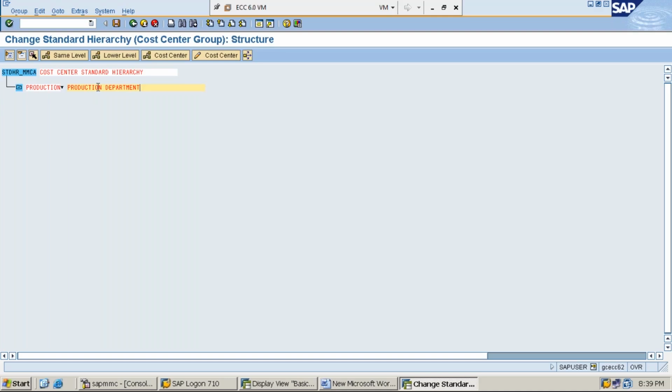Now keep the cursor on production department description. Observe carefully. My cursor is blinking on the description, right? Yeah. So that means I kept my cursor on that description, and I'm also stating it to you as it is. Keep the cursor on production department description. Click on same level.